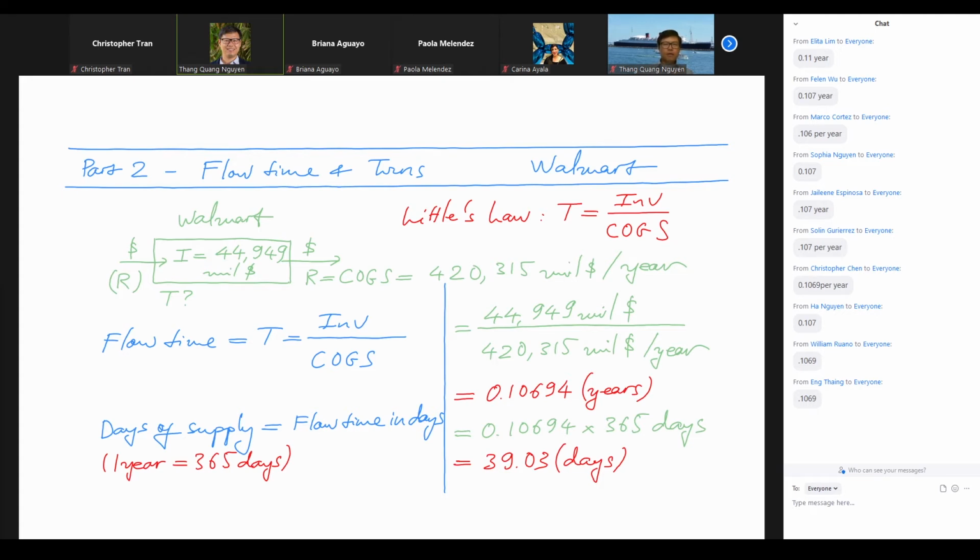Or another way to think about this number is the following. If Walmart buys a merchandise item today, then that item will stay on the shelf for about 39 days. And then after that, it will get sold, right?